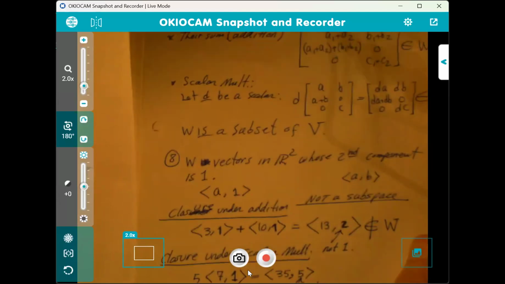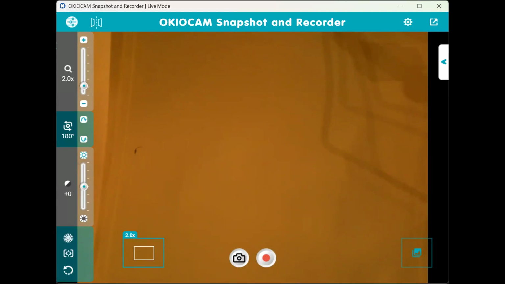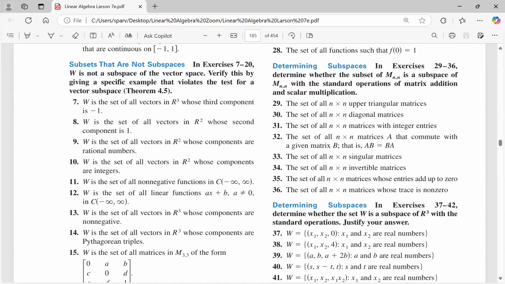Let's look at another one. Let me switch. And let me change my share. We're gonna switch to the book. Okay.